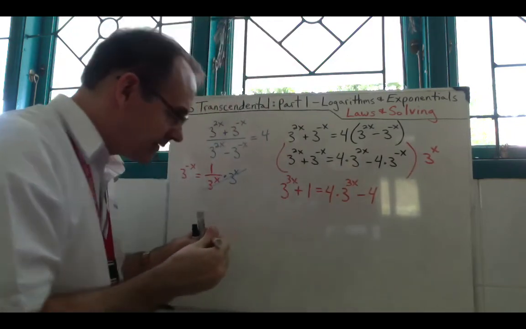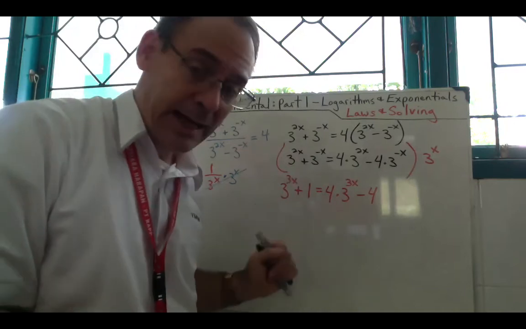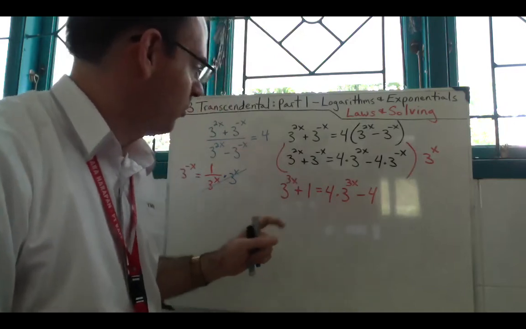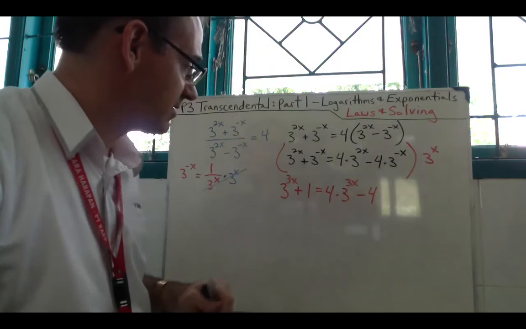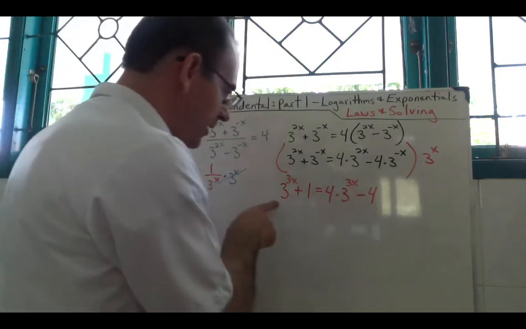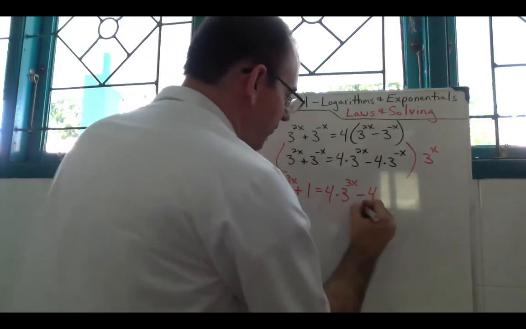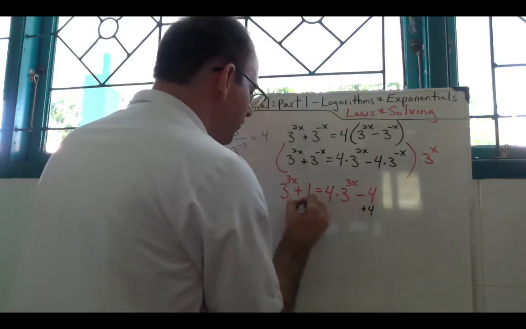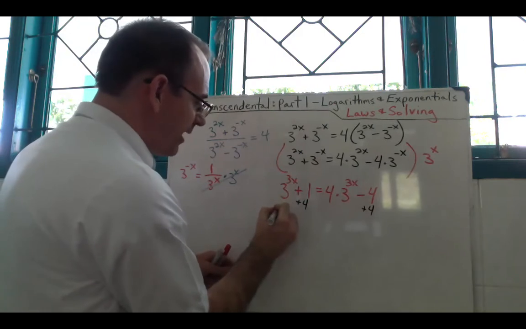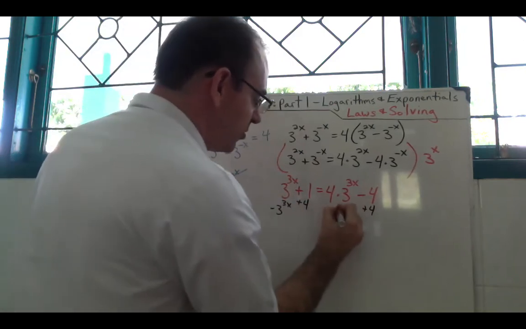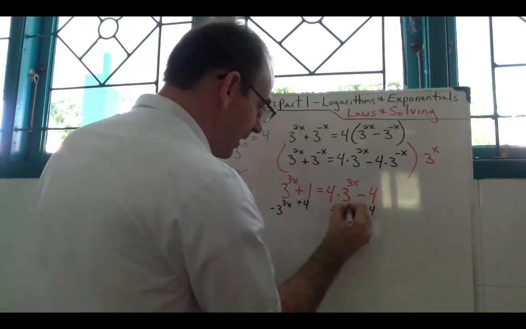Now we want to combine like terms. So we want to get our 3 to the 3x's on the same side. So we're going to subtract it this way, and we're going to add the 4. So we'll add the 4 to both sides, and we will subtract our 3 to the 3x.